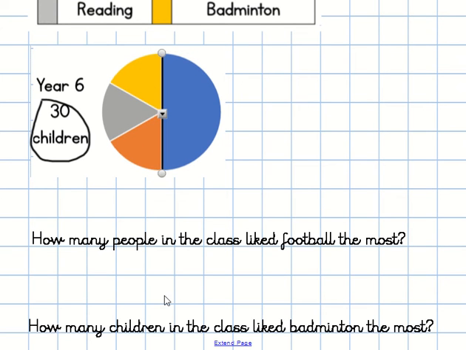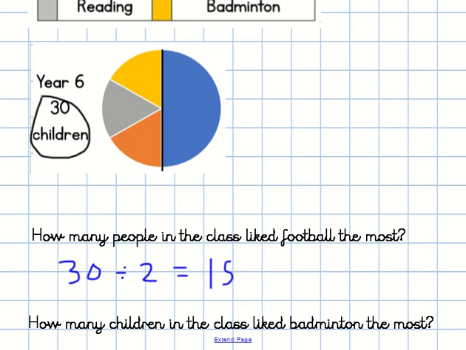So what's half of 30? Well, to half something we know we do 30 divided by 2. So we do 30 divided by 2, and the answer is going to be 15, because half of the pie chart, or half of 30, is 15. So 15 children like football the most.